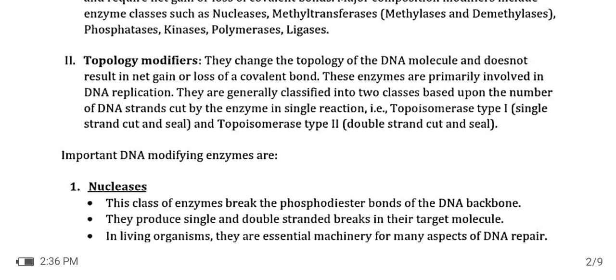Then topology modifiers: they change the topology of the DNA molecule and do not result in net gain or loss of a covalent bond. These enzymes are primarily involved in DNA replication. They are generally classified into two classes based upon the number of DNA strands cut by the enzyme in a single reaction. Topoisomerase type 1 does single strand cut and seal, and topoisomerase type 2 does double strand cut and seal.